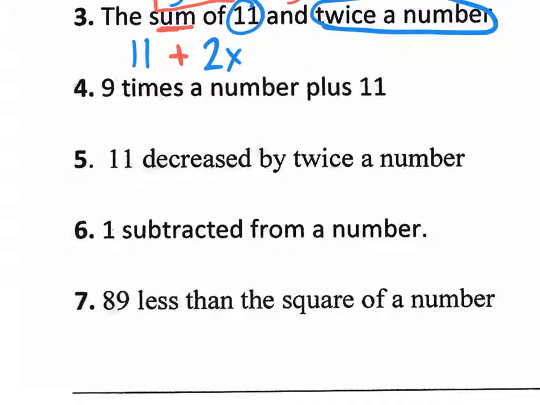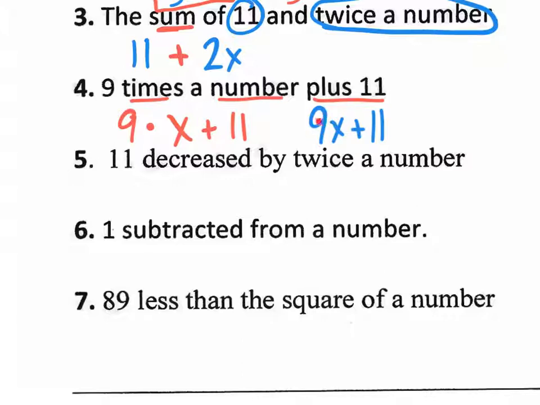Number 4, 9 times, well, I know what that means. That means multiplication. 9 times what? It says a number plus 11. Okay, so a number, that's just x, plus 11, that's just plus 11. Too easy. Now, I could leave it like this, 9 and the multiplication symbol, x plus 11, or I could just write it a little bit cleaner, 9x plus 11. Because after all, 9x really means 9 times x plus 11, right? So either one of those is good.